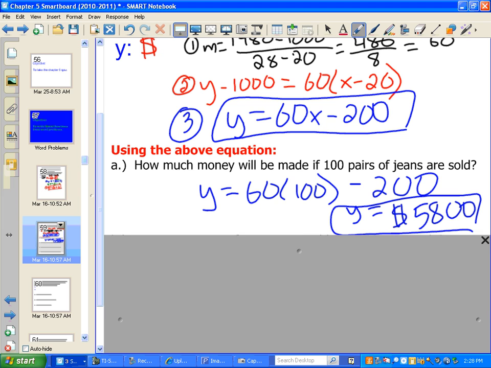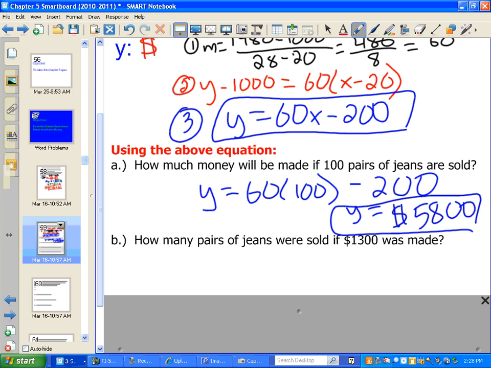Questions on that? Okay, part B. So put a little B wherever you have room by number 2. How many pairs of jeans were sold if $1,300 was made? So where does that go? Does that go in for X or in for Y? Luke C? Good. It goes in for Y. You need to find number of jeans.